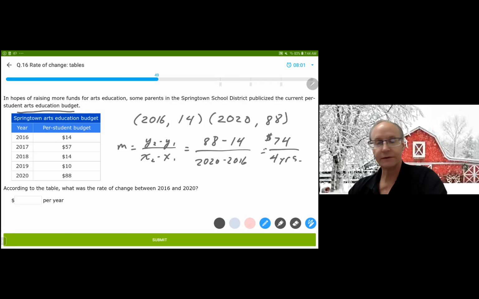And we do have to reduce that. 4 does not go evenly into 74. It's close, but not quite. So 4 goes into 74. Let's see, shall we put it into the division there? Well, we could just divide it by 2 on the top and the bottom. That's 37 over 2.